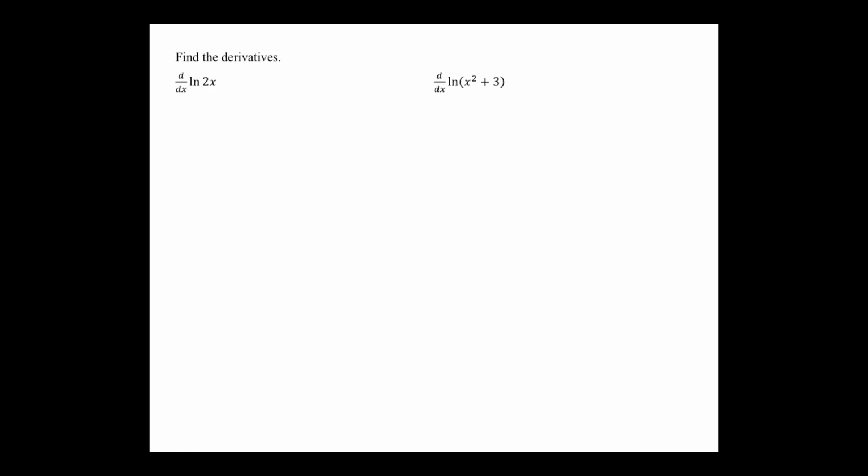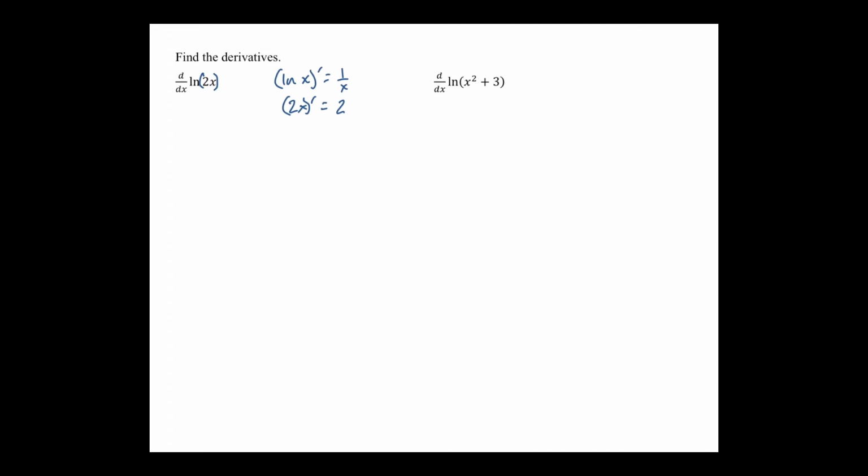All right, so on this first one, we're asked to find the derivative of ln of 2x. So think about this. What do I have? Okay, this is a composition function. So that means I need to use the chain rule. Where my outer function is ln of x, so I know the derivative of that is 1 over x. And my inner function is 2x, and I know the derivative of 2x is 2.